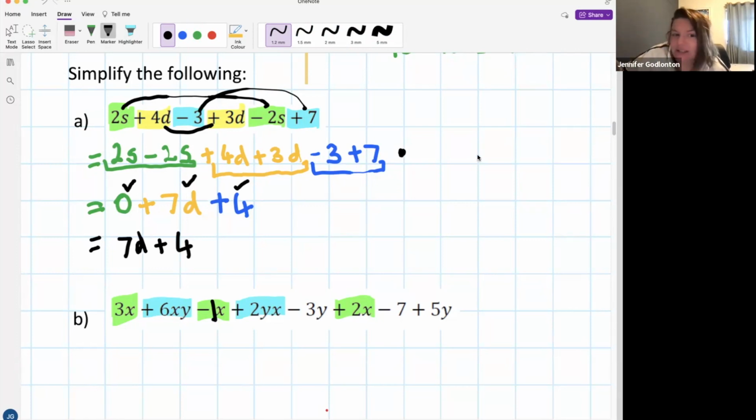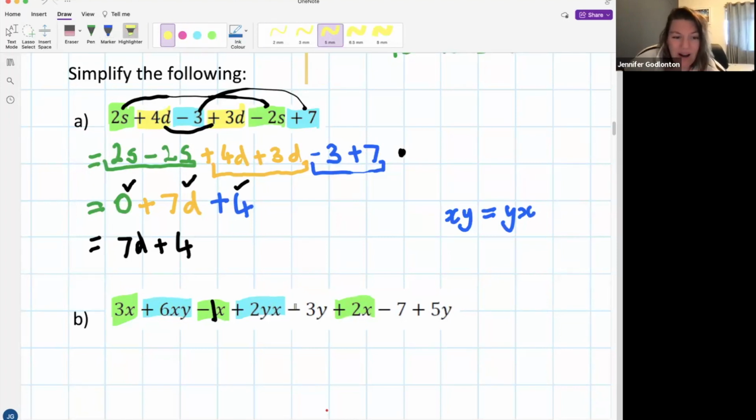Exactly. They're like terms, they're just in a different order. So if I have xy and yx, they are definitely like terms, they're just in a different order. So let's just write that over here. If I have xy, it is the same as yx. Means the same. Okay. Cool.